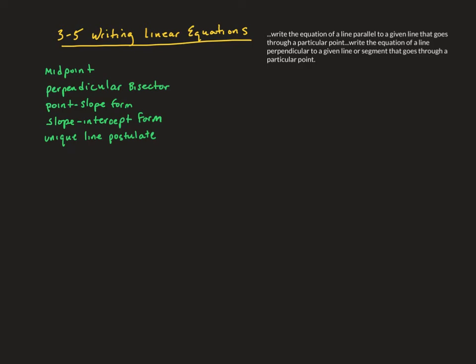As we talk about writing linear equations, we need to remember that there were several forms of a linear equation that we worked with in the past. We've worked with slope-intercept, we've worked with point-slope, and we've also worked with standard form. We're going to be focusing in this section on just the point-slope form and then the slope-intercept form.